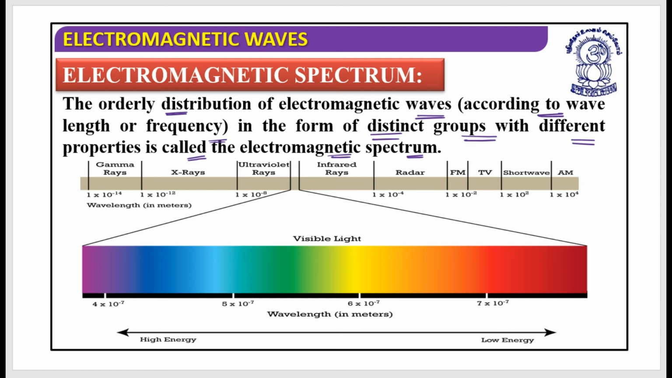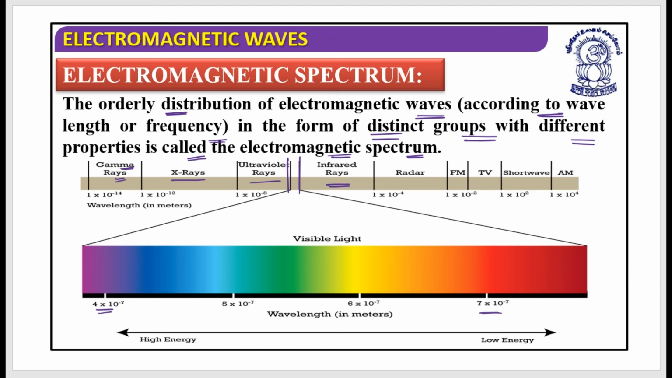As you can see, this is just the visible spectrum, 4 into 10 to the power minus 7 to 7 into 10 to the power minus 7 meters, but it is not that only. It can be beyond that also. Even gamma rays could be there, even X-rays, even the UV rays, what we call the ultraviolet rays, are there. This is just this much part that we have seen, and that is of visible light.